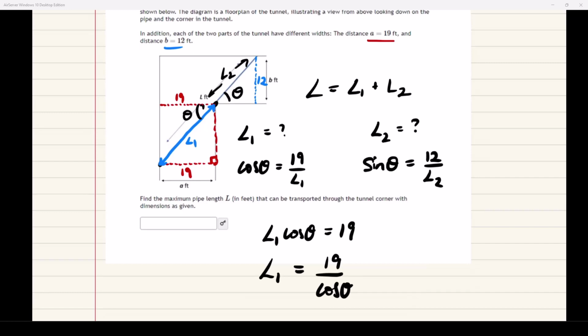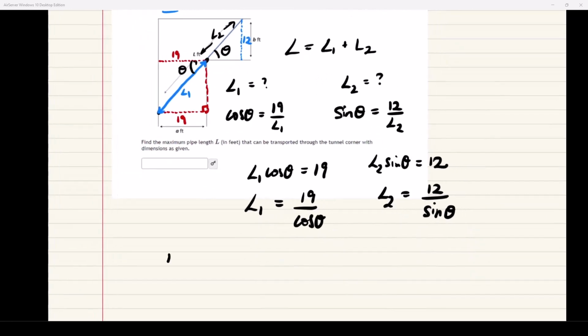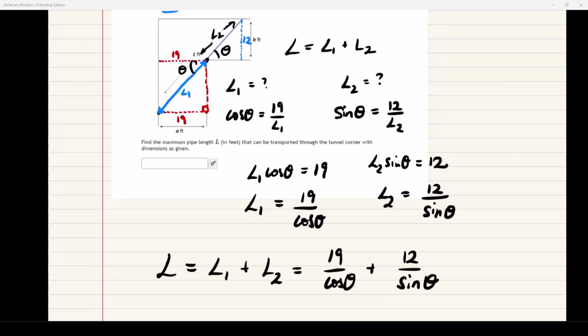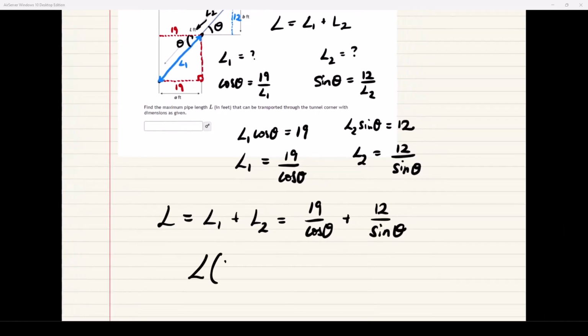And from my second equation, I'll say L2, that's sine theta. L2 times sine theta would be 12. So L2, that would be 12 over sine theta. So now I know that L is this L1 length plus the L2 length, so it's 19 over cos theta plus 12 over sine theta. And that means my length as a function of theta can be written as 19 secant theta plus 12 cosecant theta.